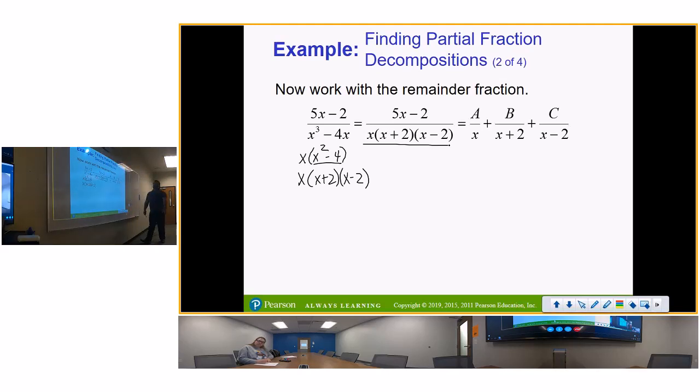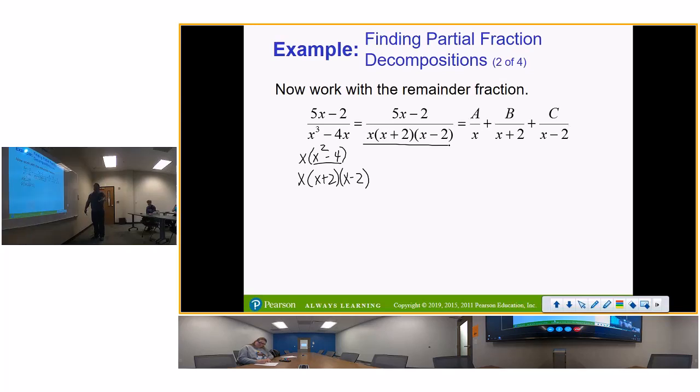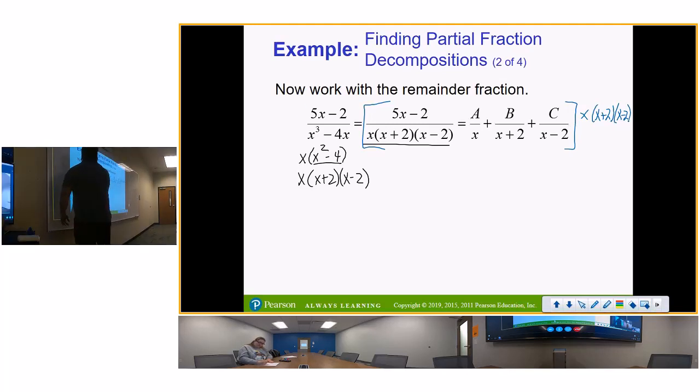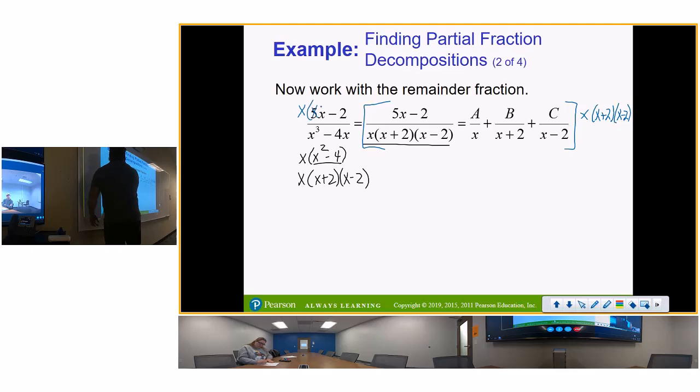And now we've got this. Now multiply everything by x times x plus 2 times x minus 2 on both sides. Go ahead and do that. I'm going to take my blue marker, and I'm going to multiply this and this by x times x plus 2 times what? x minus 2. And I'm just going to write it across here. x times x plus 2 times x minus 2.